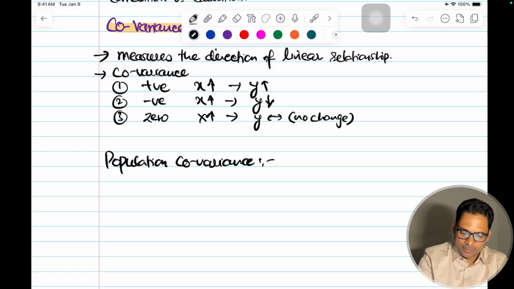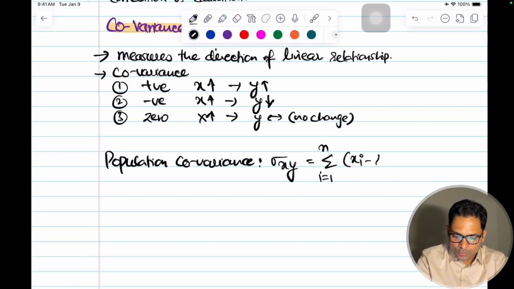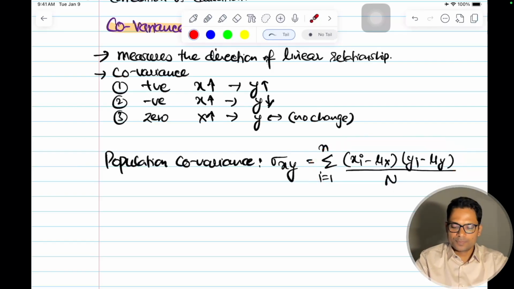Population covariance is given by sigma xy, the covariance of x and y, equal to the sum, similar to standard deviation but with two variables x and y, from i equal to 1 to n, of xi minus mu x, that is the population mean of x, times yi minus mu y, the population mean of y, divided by the total number of samples. So this is the distance from the mean for the first variable and the distance from the mean for the second variable, divided by the total number of samples in the population.